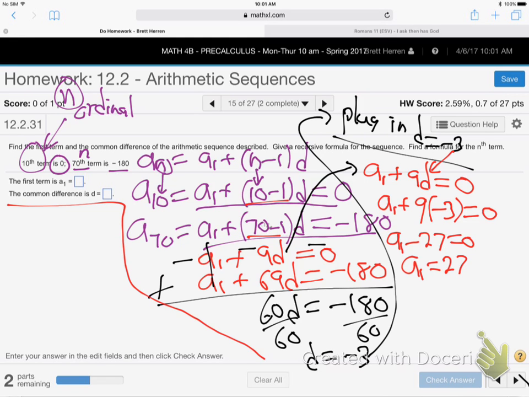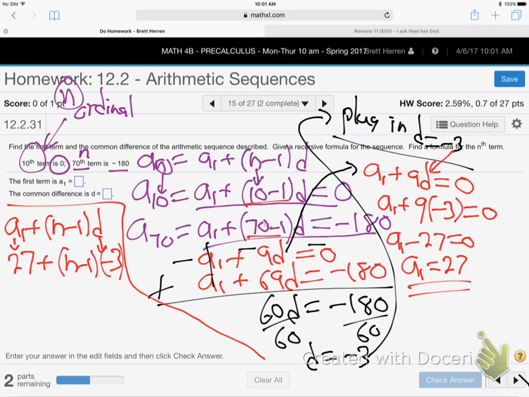Let me bring it over here now to finish it up. So again, the formula is a1 plus (n minus 1)d: 27 plus (n minus 1) times d, which we've already found is negative 3. So we got d, we got a1. Is that good so far? And so now just distribute. That negative 3 goes boom, boom: negative 3n and plus 3. And so that's 30 minus 3n. There it is.